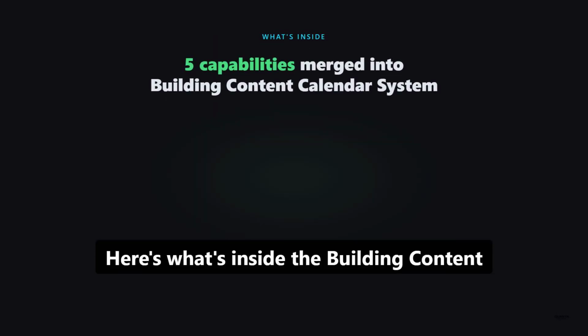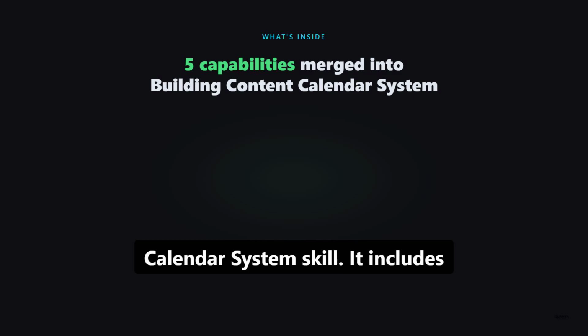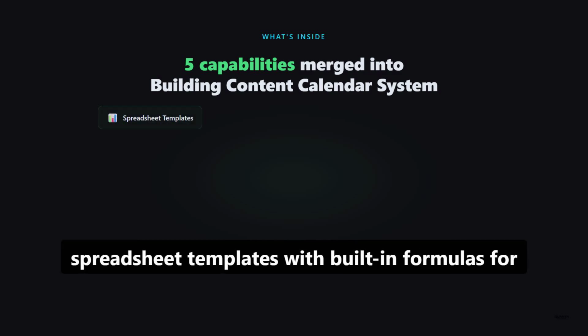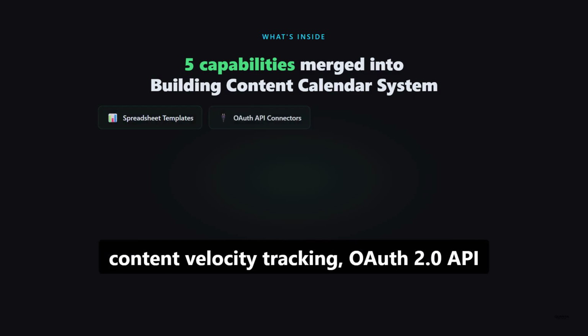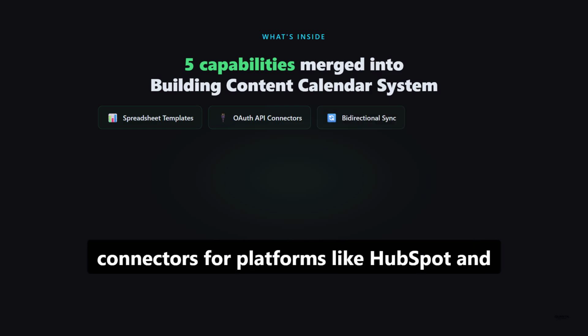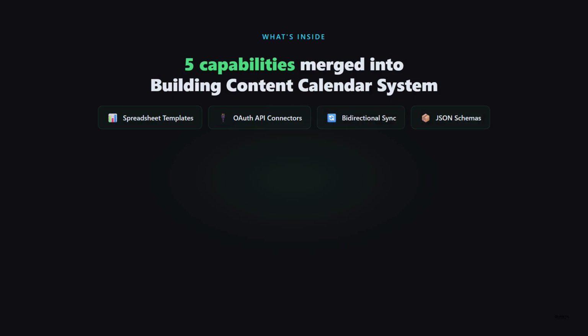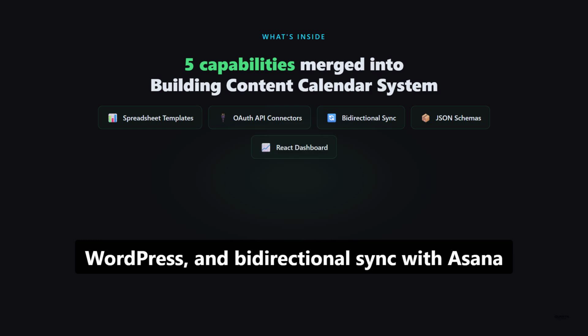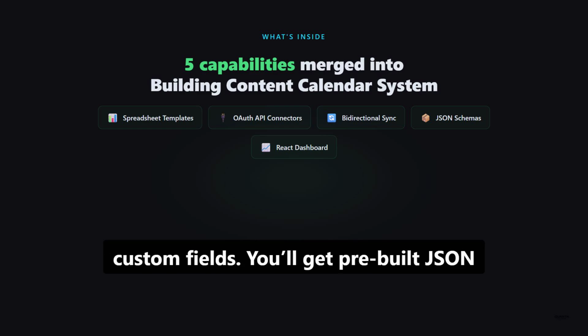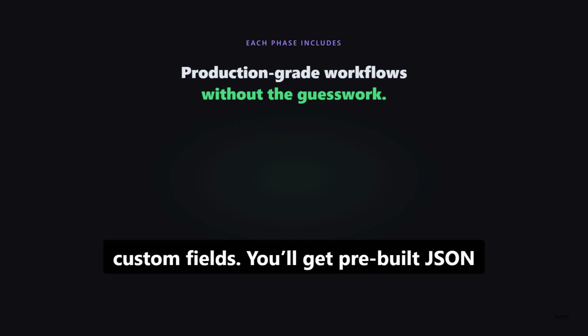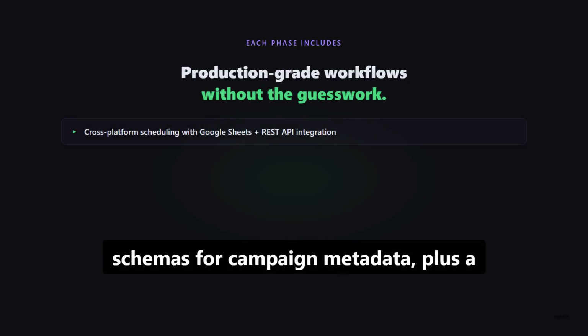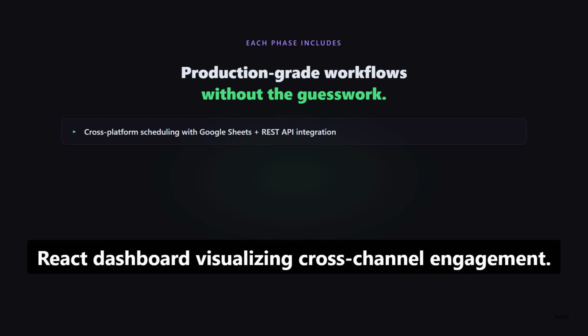Here's what's inside the Building Content Calendar System skill. It includes spreadsheet templates with built in formulas for content velocity tracking, OAuth 2.0 API connectors for platforms like HubSpot and WordPress, and bidirectional sync with Asana custom fields. You'll get pre built JSON schemas for campaign metadata, plus a React dashboard visualizing cross channel engagement.